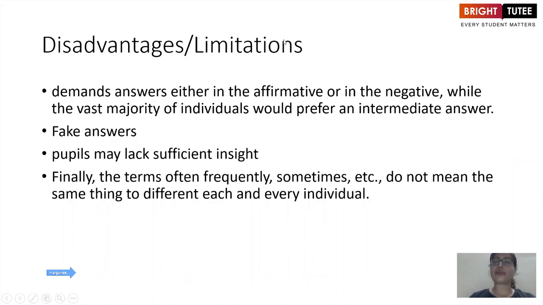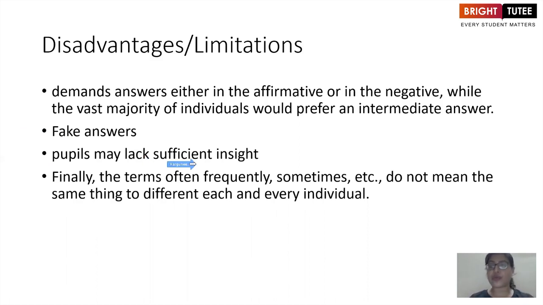Okay, now there are a couple of disadvantages, limitations also of this particular method. Questionnaire demands answers either in the affirmative or in the negative, while the vast majority of individuals would prefer an intermediate answer, which is not usually possible through a questionnaire. When you read the questions, you slightly get a hint what exactly is being tried to assess. There is a possibility that the subject may fake his answers.